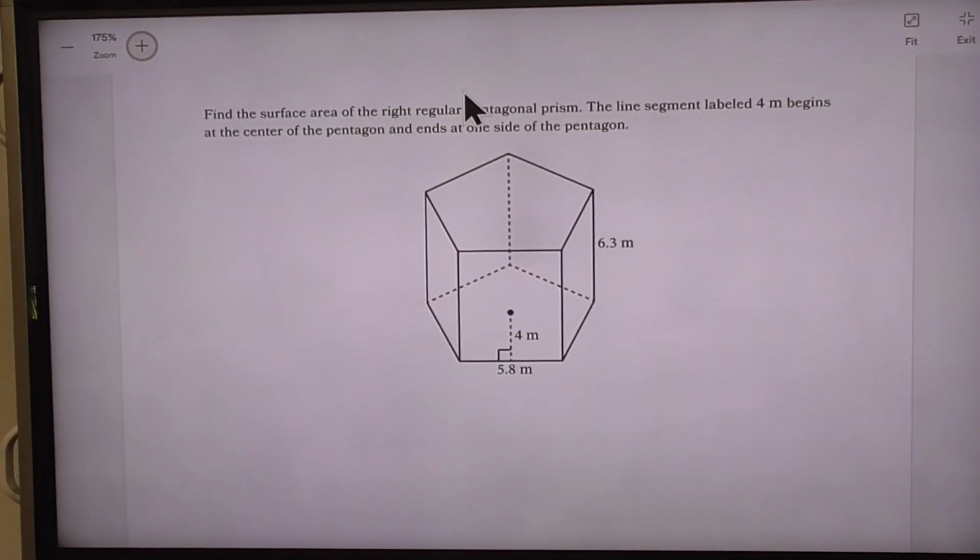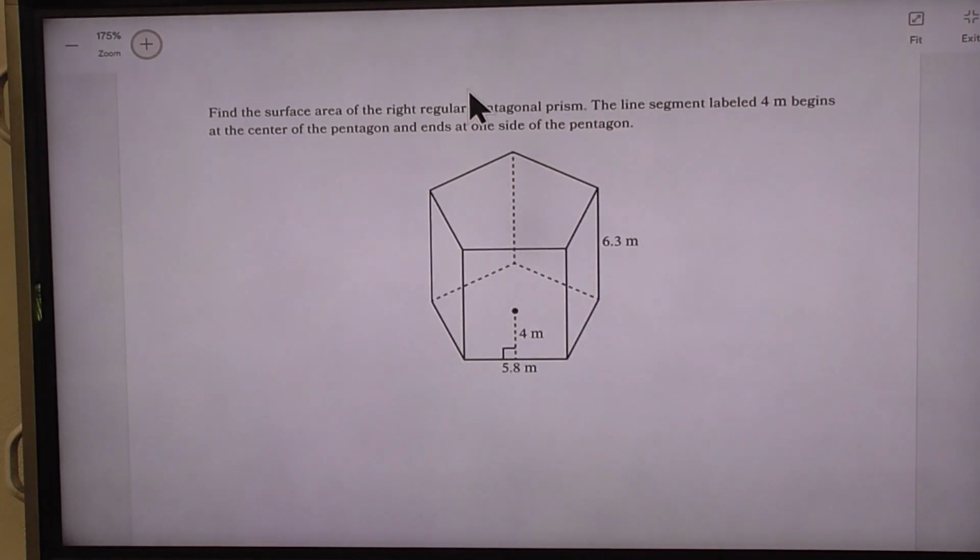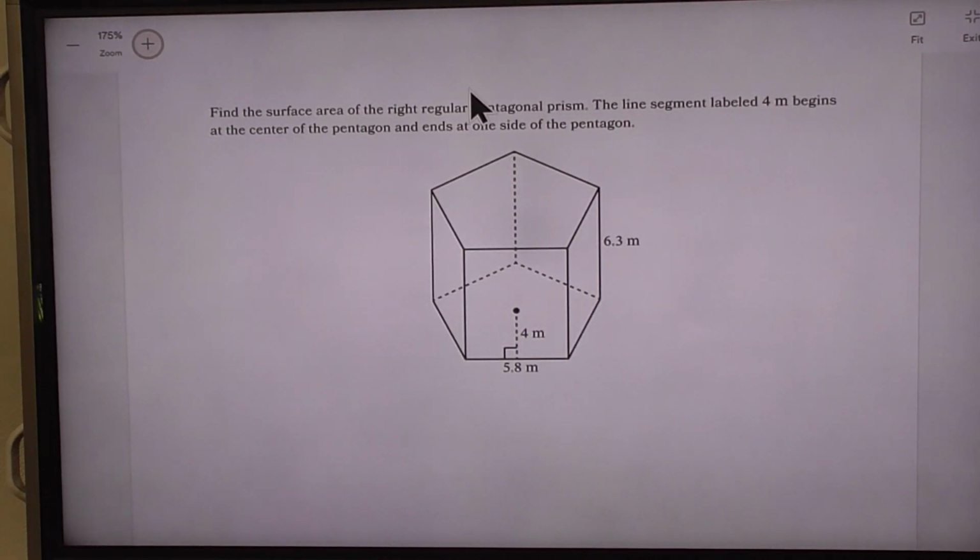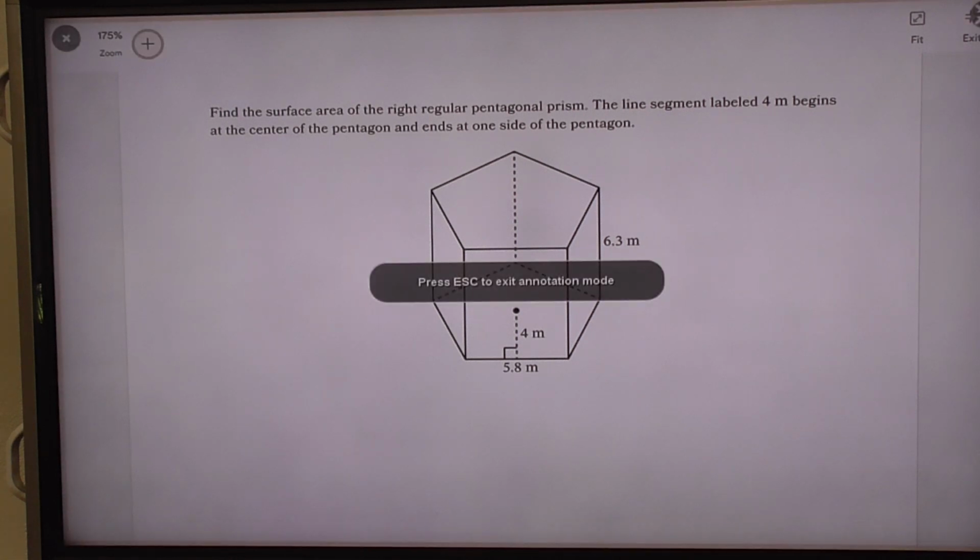Yeah. So this right here is module 4, lesson 18, the lesson 18 exit ticket. It's on page 341. So let's go ahead and first talk about the different parts and what we got going on here. So first of all, what do we call this shape?